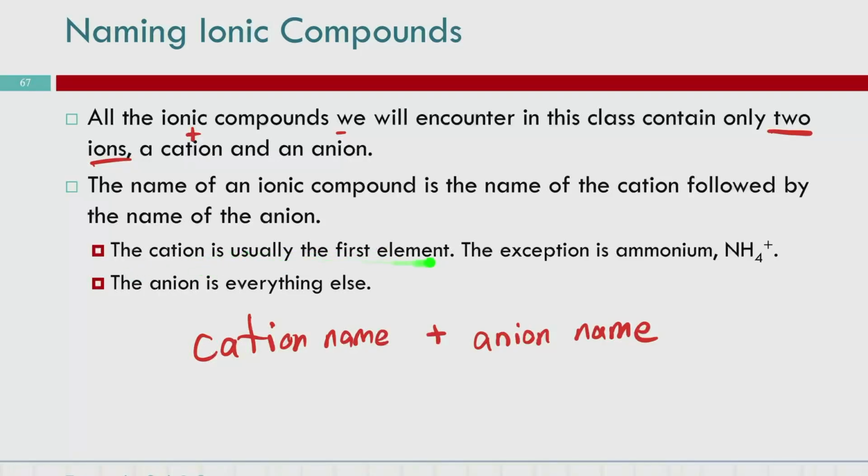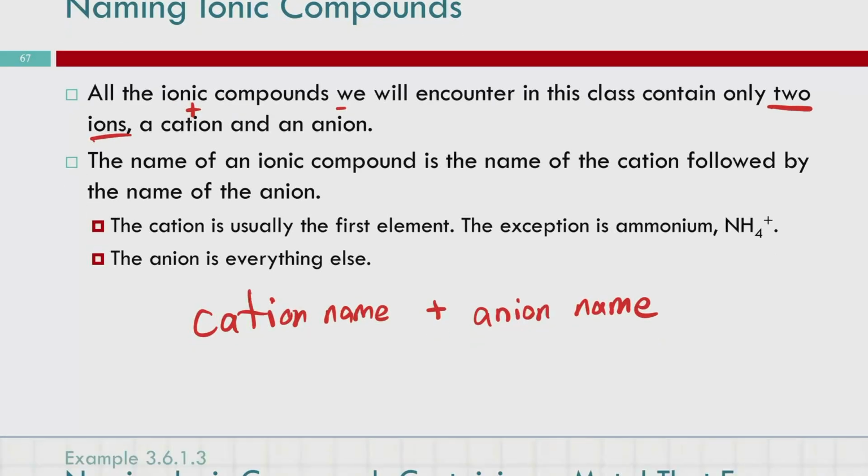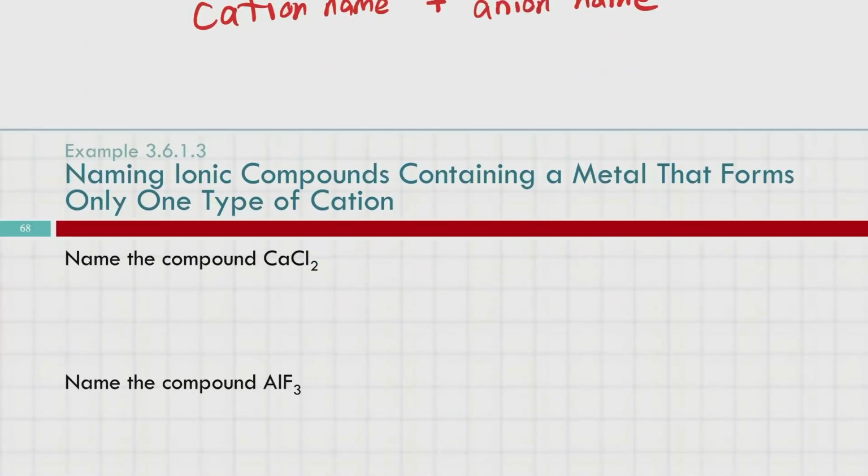The cation is going to be the first element. Ammonium might sometimes show up at the end. It just kind of depends on who is writing it. And then the anion is going to be everything else. So if you've got a metal or something, that'll always show up in the front, and then the negatively charged anion will show up at the back. So some examples.